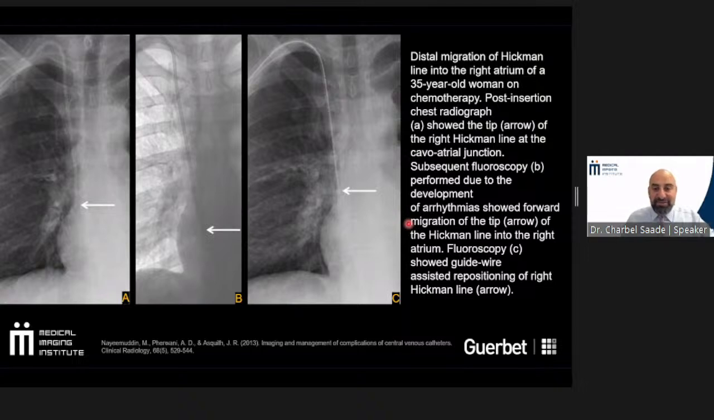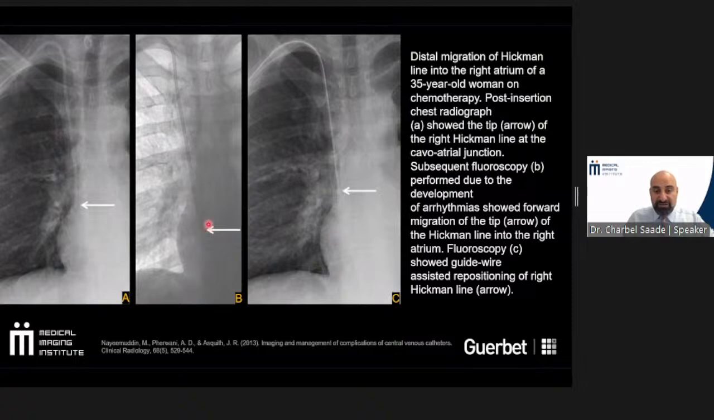And here again is another one. This is a distal migration of a Hickman's catheter in a 35-year-old female patient who was on chemotherapy. As you can see, look here, it's below the cavoatrial junction. So let's have a look. Here is the bifurcation, two down. Okay, maybe it's a little bit lower, but it's still fine. But then look at this here. When I go back up to the coronal, it's now 2.5 down.